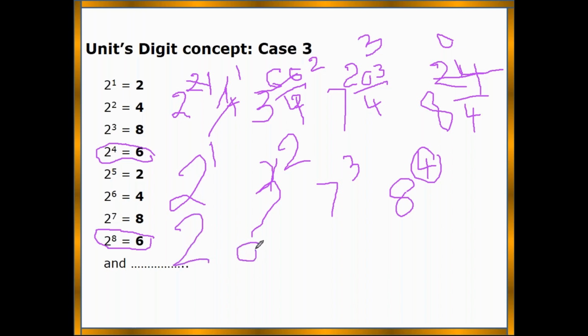3 power 2, 9. 7 power 3, 3. 8 power 4, how much? 6. So 2 power 1 or 2 power 21, both end with 2 only. 3 power 66 or 3 power 2, both are the same. 7 power 203 and 7 power 3 end with the same digit. 8 power 24 and 8 power 4, both end with the same digit.